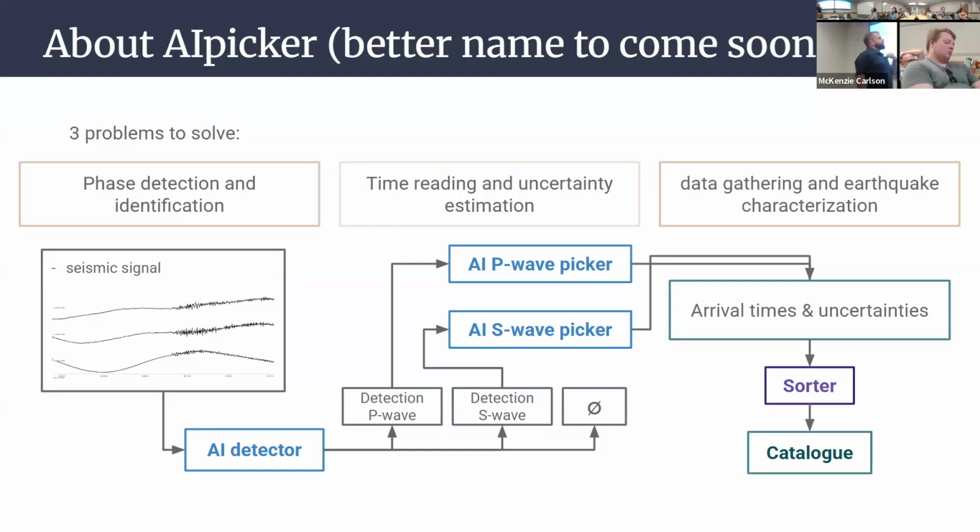And then the last part is gathering the picks by earthquake. This is what I started calling the sorter because it sorts data. People call it odd names.